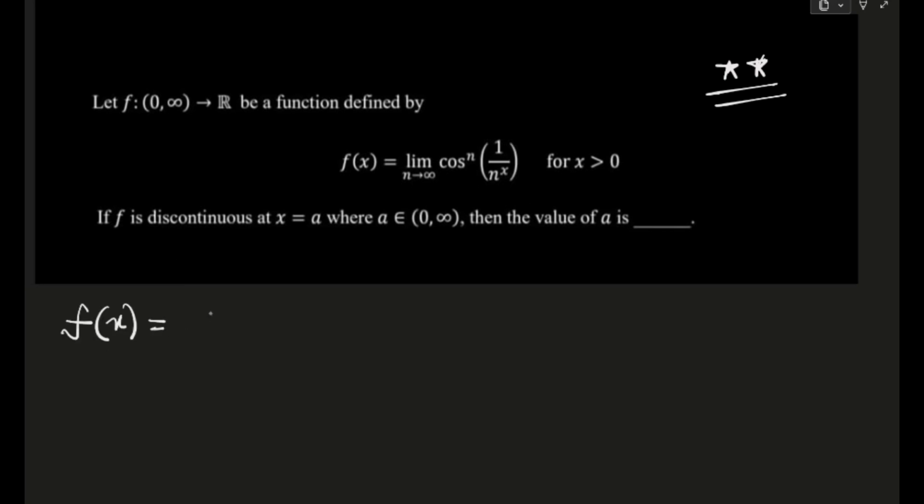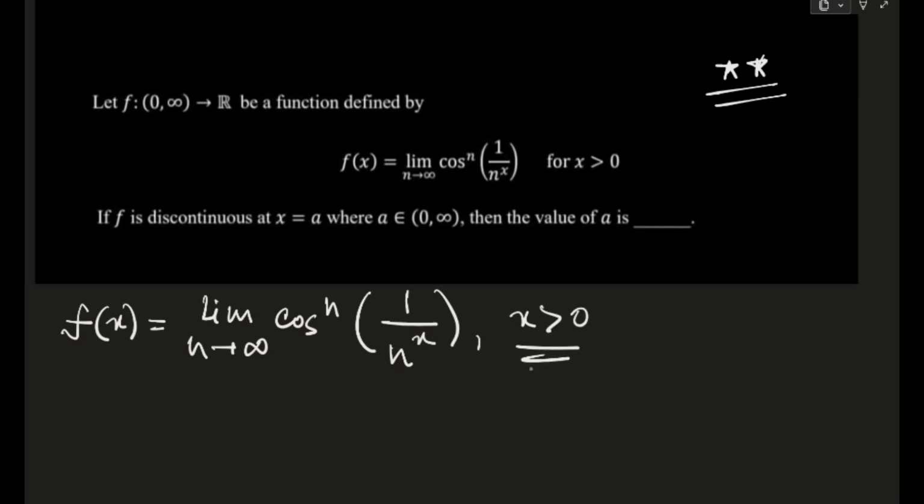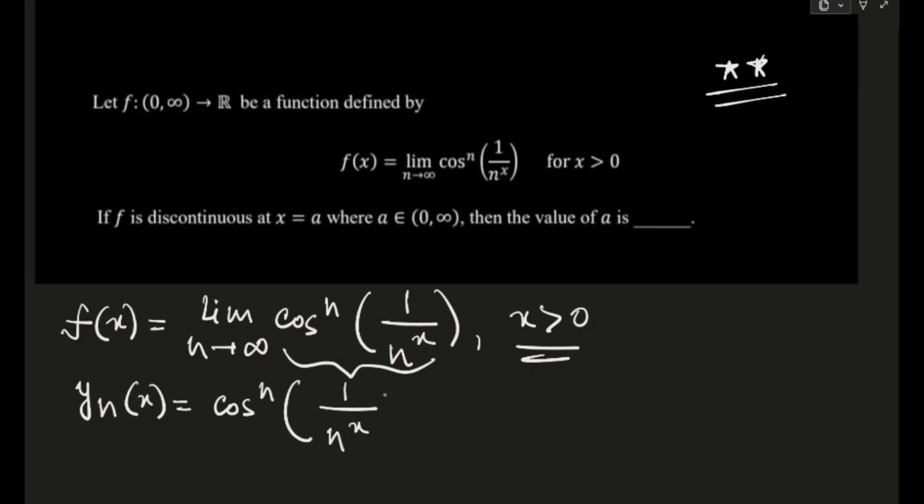f of x is given to be the limit n tends to infinity of cosine power n of 1 by n power x for x greater than 0. And let's take our y_n of x. Let's define a function y_n of x. Actually, we are taking this part separately. Let's define y_n of x to be equal to cosine power n of 1 by n power x.